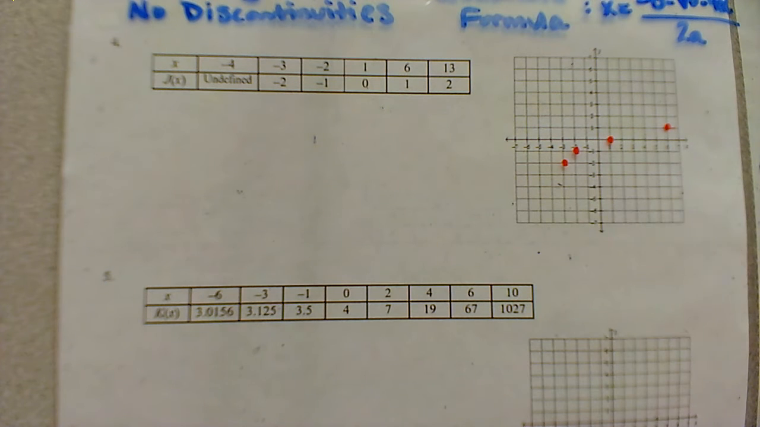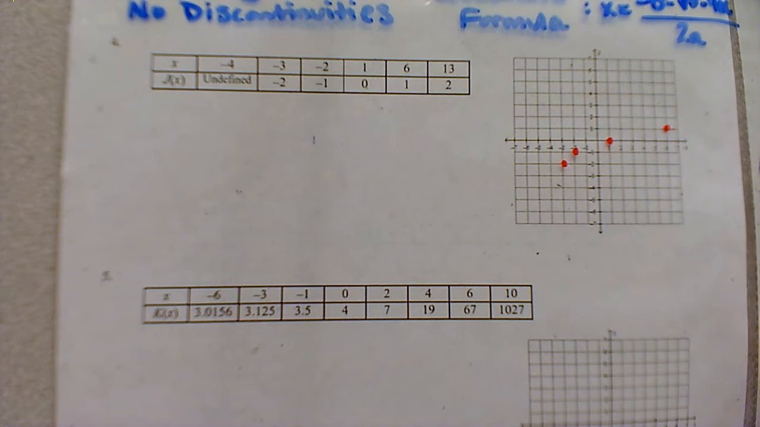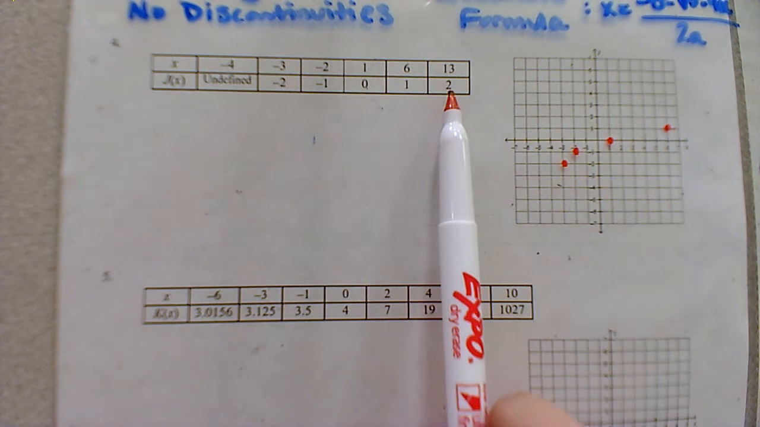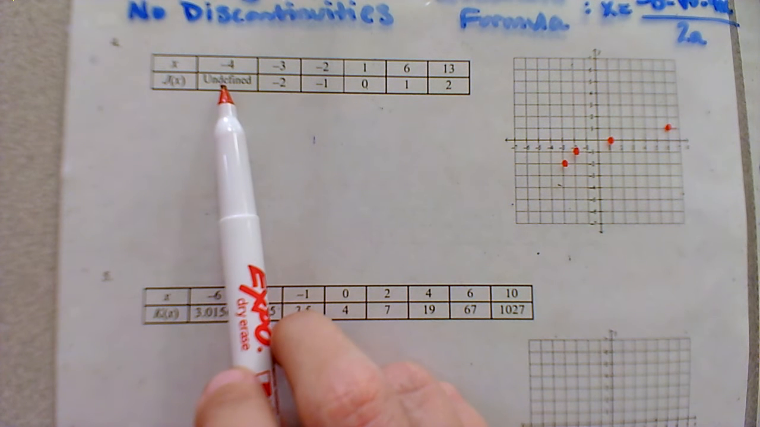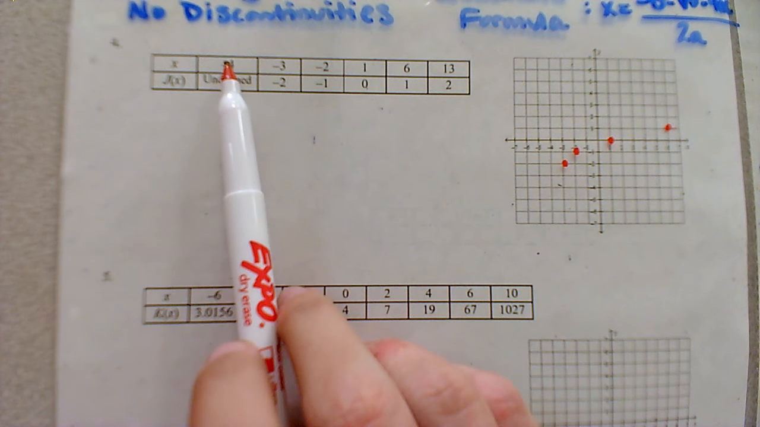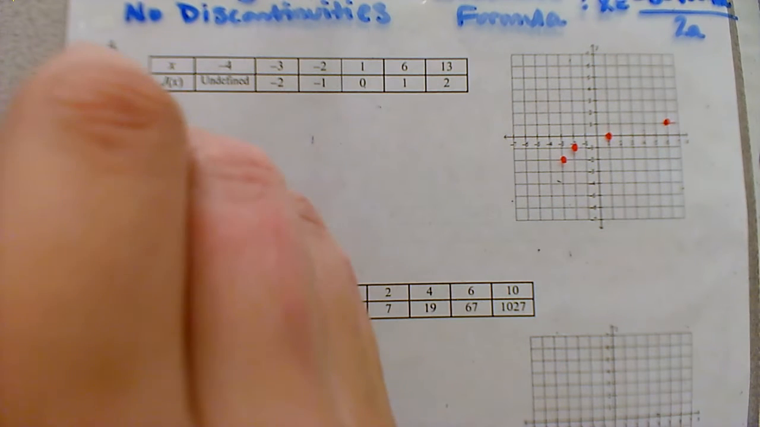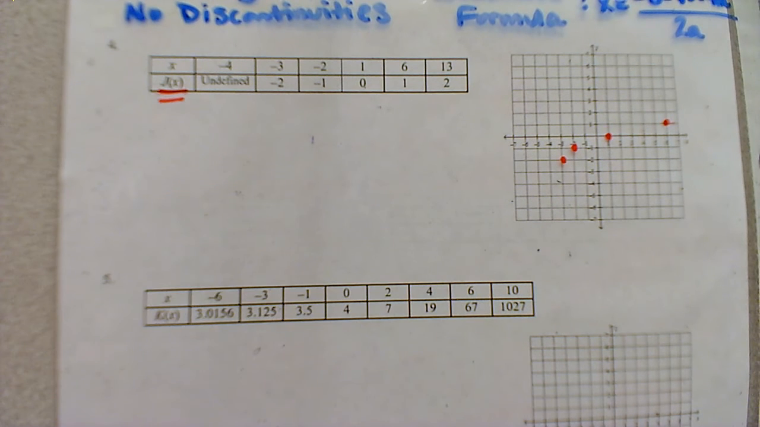All right, moving on to number 4. I already took the time to plot the points that I was able to. The last one does not fit on your graph, but I do want to take a second and discuss this first piece of information here. They're telling you at the x value of -4, your j of x function is undefined.